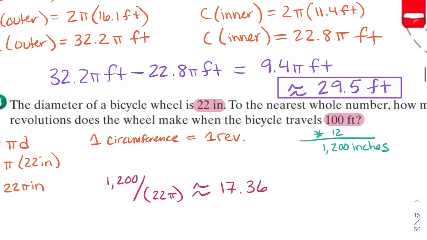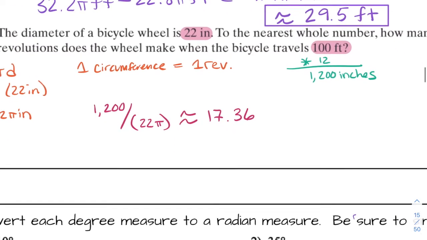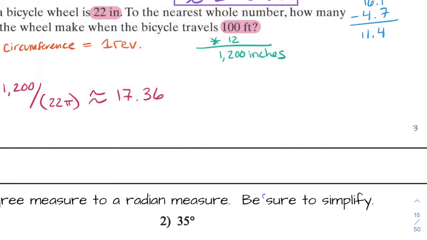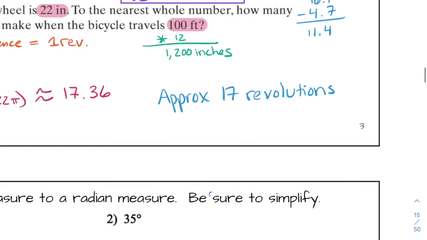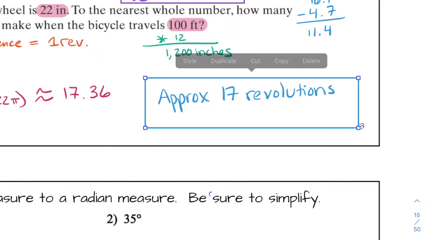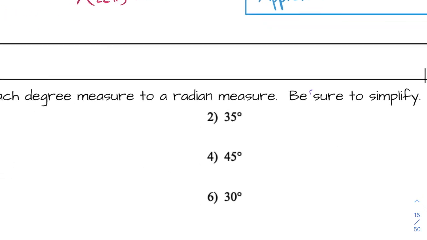So it says the nearest whole number. So we're going to say approximately 22 revolutions. I'm sorry, I don't know where I came up with 22. I'm not paying attention. 17 revolutions. 22 was the radius, not the revolutions. Okay.